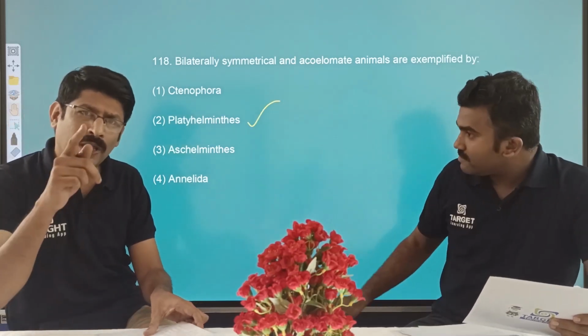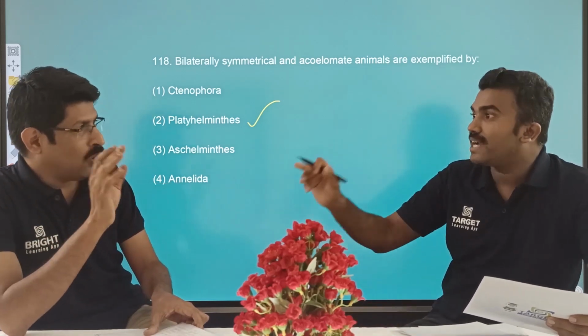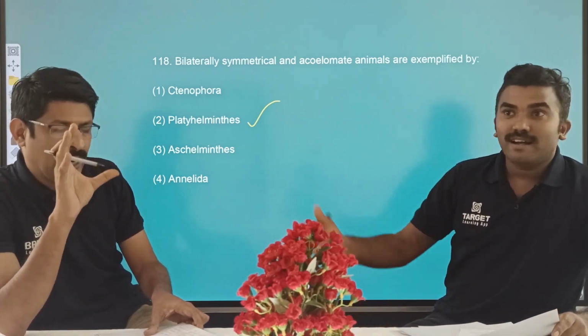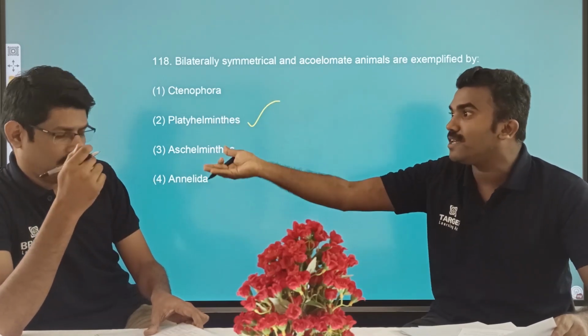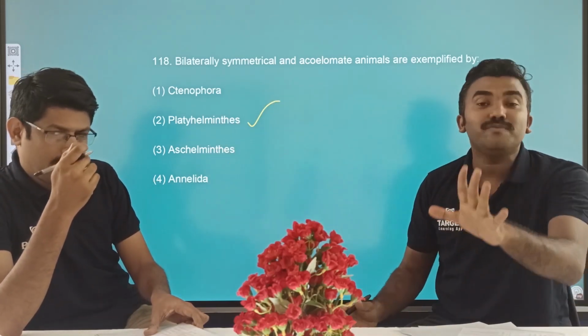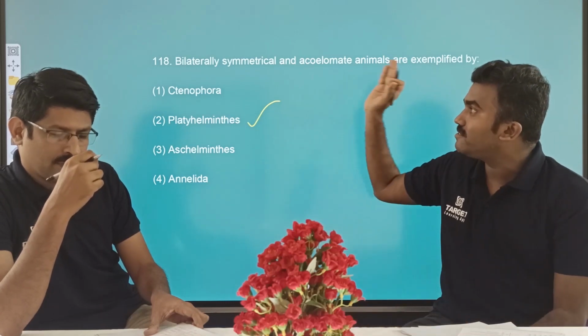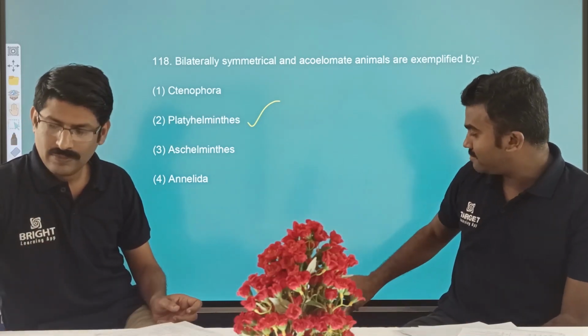Platyhelminthes is the only phylum with this character. Next, the pseudocoelomate phylum is Aschelminthes, and after that the coelomate condition starts. So the first phylum among the acoelomates is Platyhelminthes.